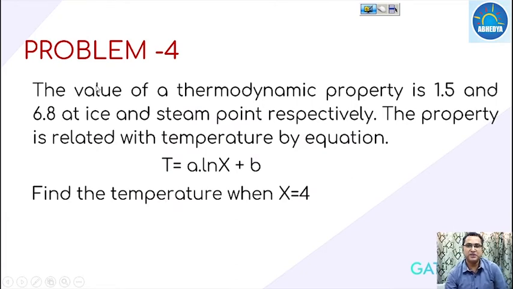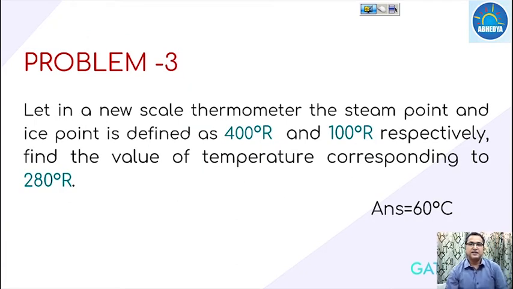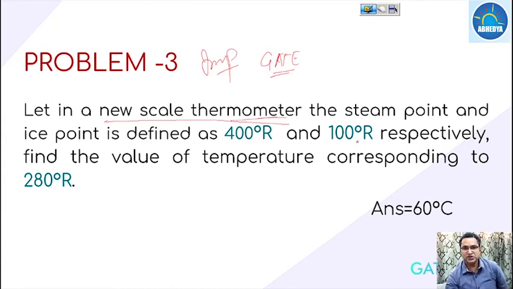Now next problem. This is again a very good problem, and a very important problem. This problem has been asked in the GATE exam. In a new scale thermometer, there is a different thermometer and you have to find the temperature. In a new scale thermometer, the steam point and the ice point are defined at 400 degree R and 100 degree R respectively.